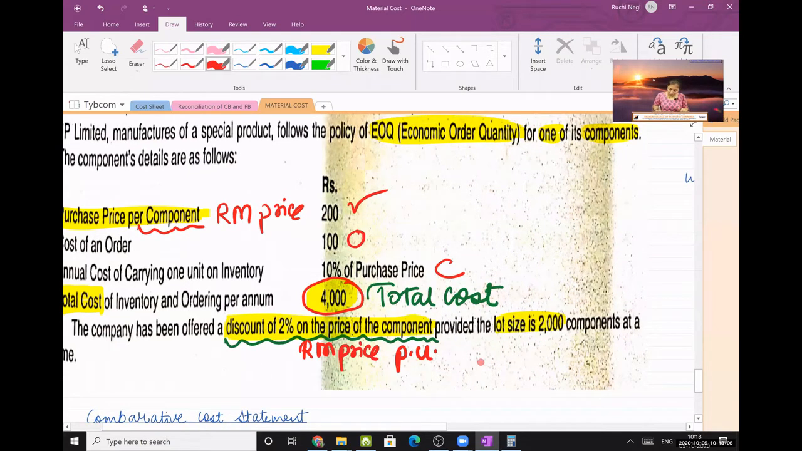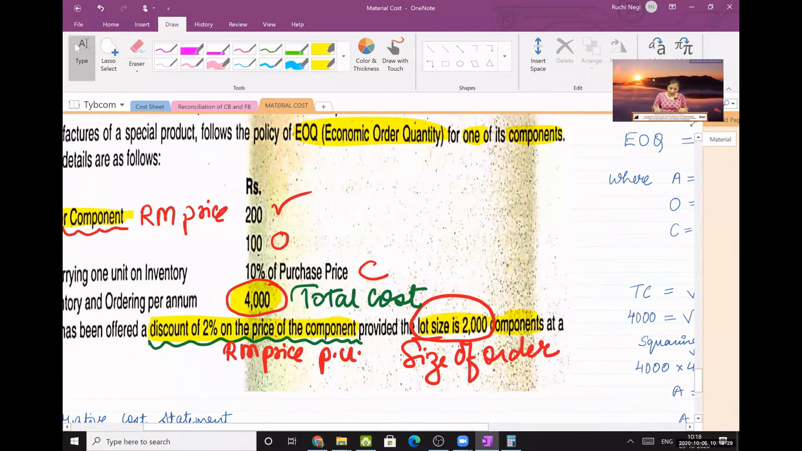So this is size of order. If in one order you buy 2000 units of the raw material and the components, then how much discount will I give you? I'll give you 2% discount. Is the question clear? Okay, what is the size of the order? Size of the order is 2000. That is what they have said.